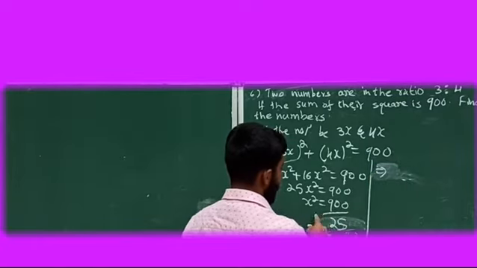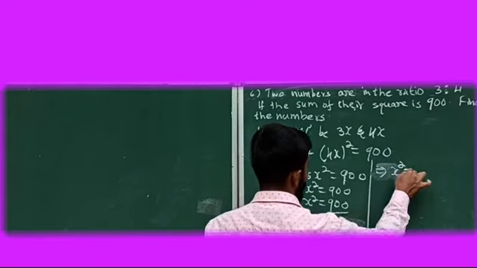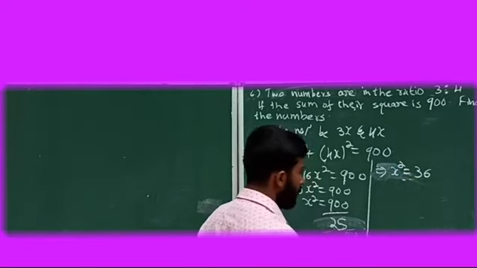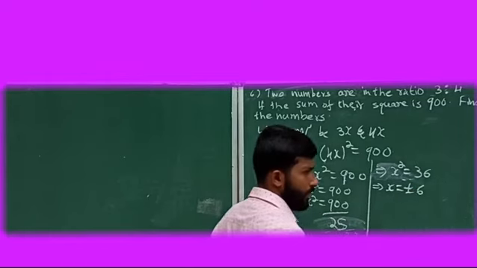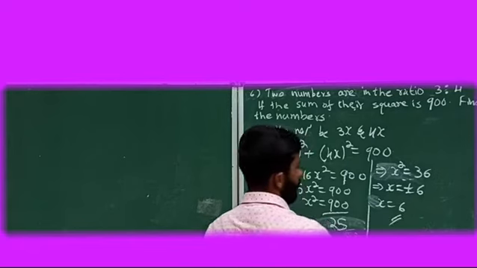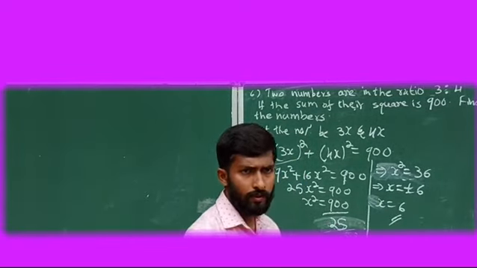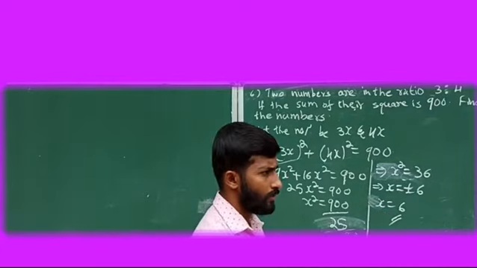That implies x square is equal to 900 divided by 25, that means x square is equal to 36. Okay, that implies x is equal to plus or minus 6. You are taking x is equal to plus 6 because you are taking the ratios. You are taking positive values only, so you will get x equal to 6.